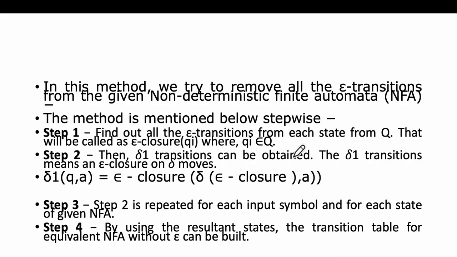From an NFA with epsilon we can get an NFA, but vice versa is not possible. So from the NFA with epsilon we take the epsilon closure of transitions from each state in Q. In step 2, as the difference comes only in transitions, we equalize the transitions. The NFA without epsilon's transition from a state on an input is equivalent to the epsilon closure of delta of the epsilon closure on the input. Step 2 is repeated for each input symbol for each state of the given NFA. By using the resultant states, the transition table for the equivalent NFA without epsilon can be built.